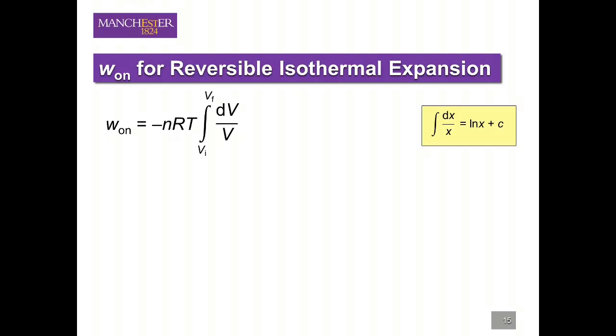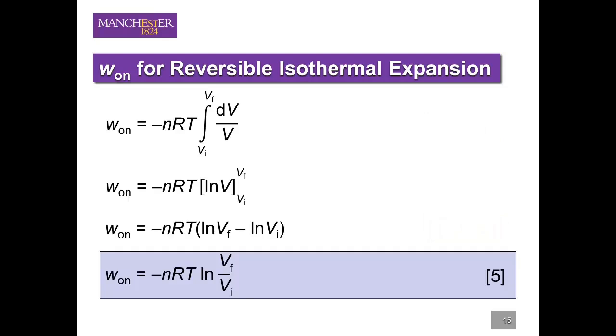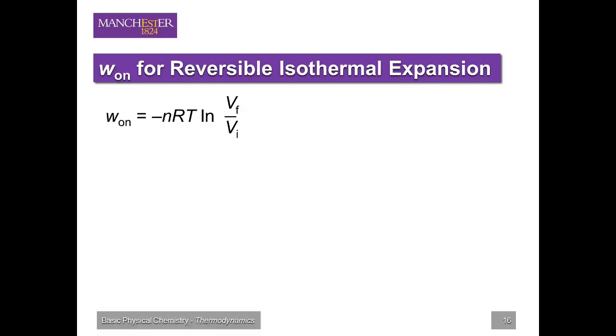The integral of 1 over x dx is a standard integral quoted as log x plus c, so the integral of 1 over V dV is log V. Substitution of the limits into the equation and grouping of the logarithmic terms using the logarithmic identity shown yield equation 5, for the work done on the system during the reversible isothermal expansion of an ideal gas. W on equals minus nRT log Vf over Vi.